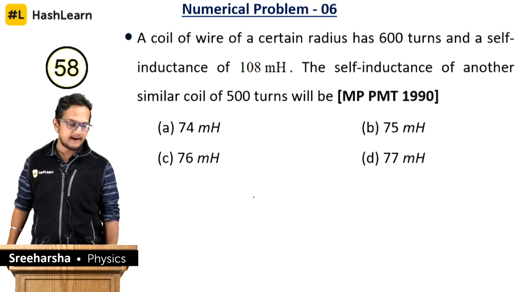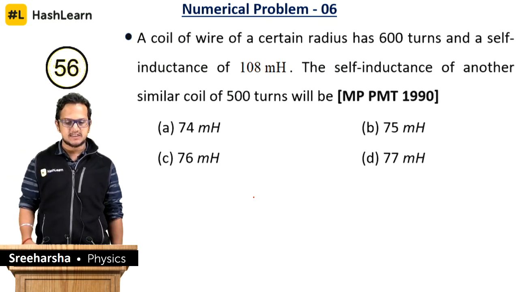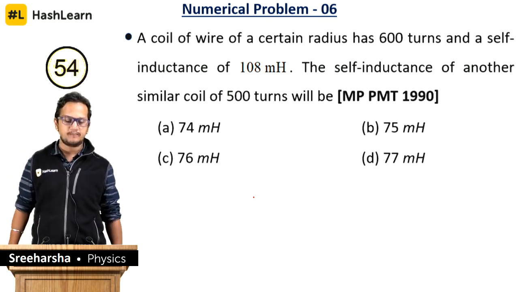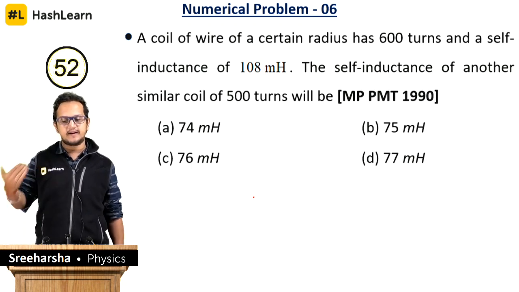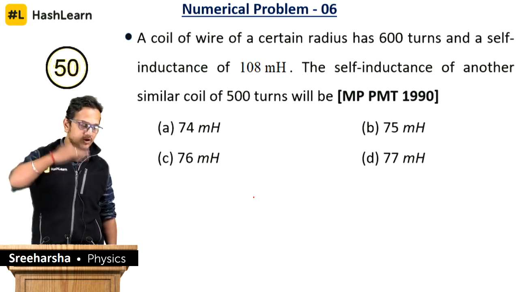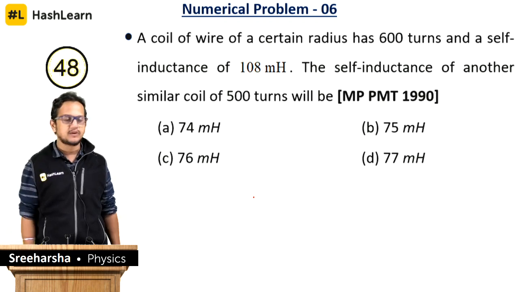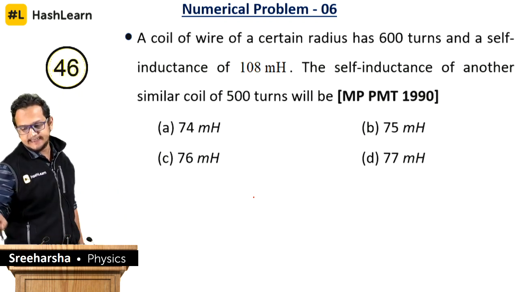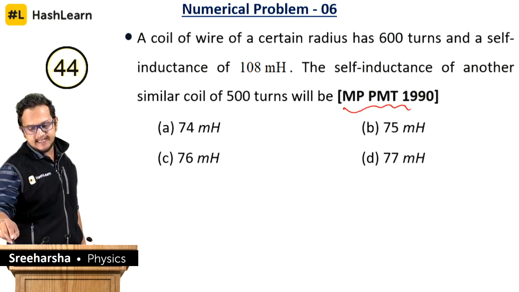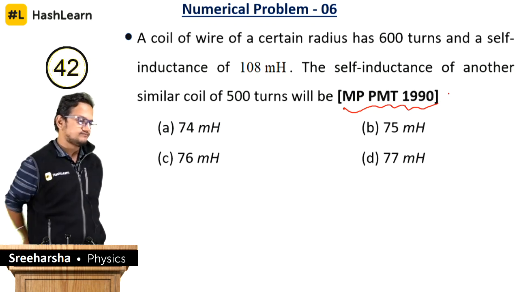A coil of wire of certain radius has 600 turns and a self-inductance of 108. What will be the self-inductance of another similar coil of 500 turns? This was asked in Madhya Pradesh PMT 1990.